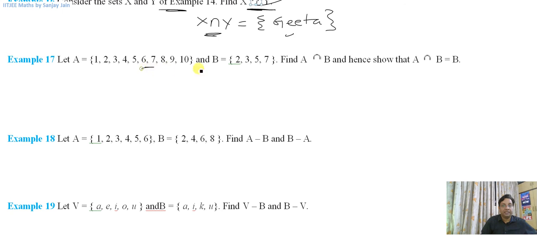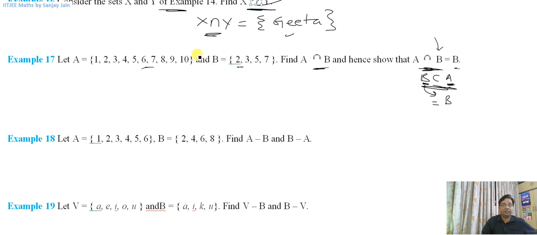This is set A, this is set B. I need to write A intersection B, and I need to show A intersection B is equal to B. For that, I think B must be a subset of A, right? If B is a subset of A, that means all the elements of B are there in A, so A is the superset. So when I take the common elements, all the elements of B will give me my answer.